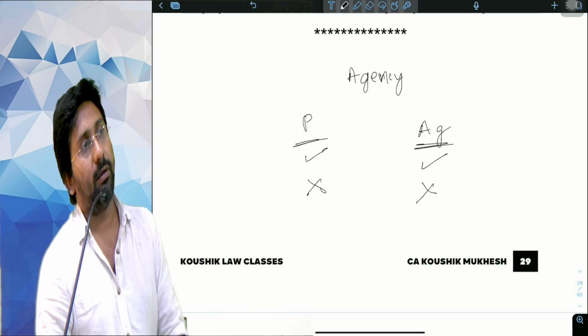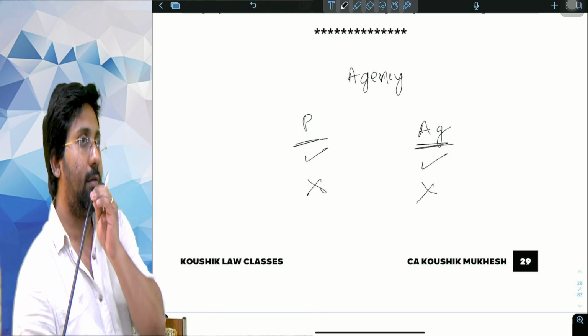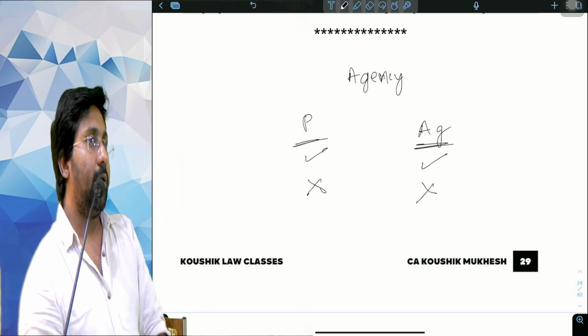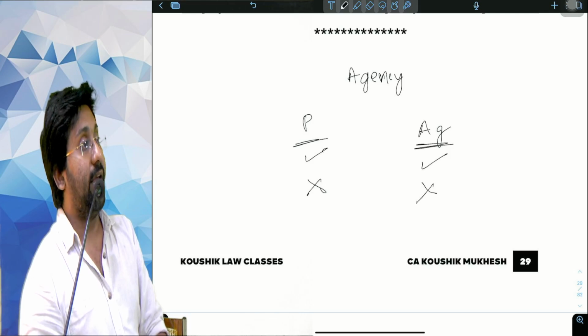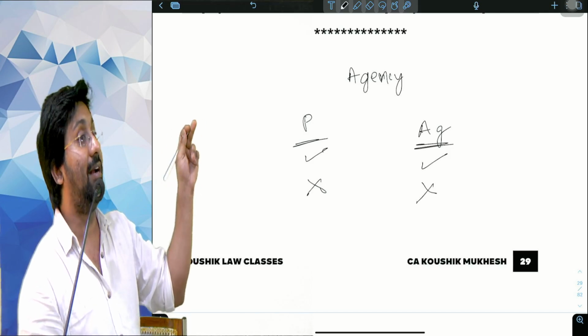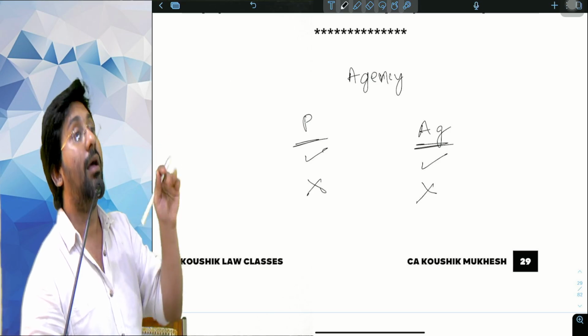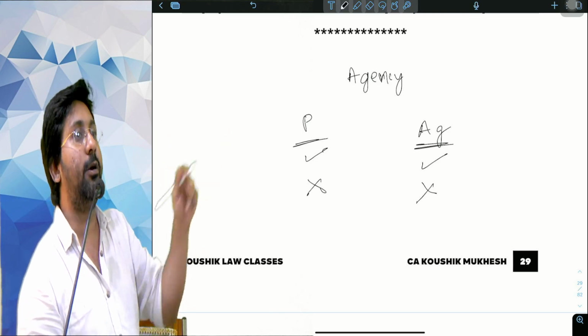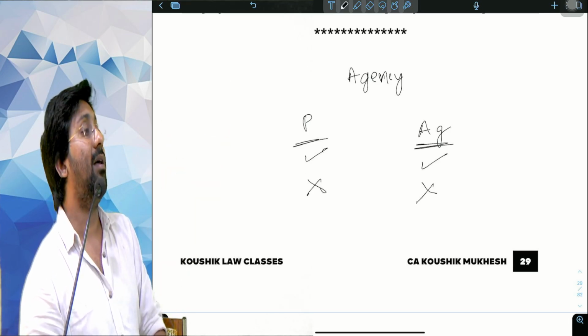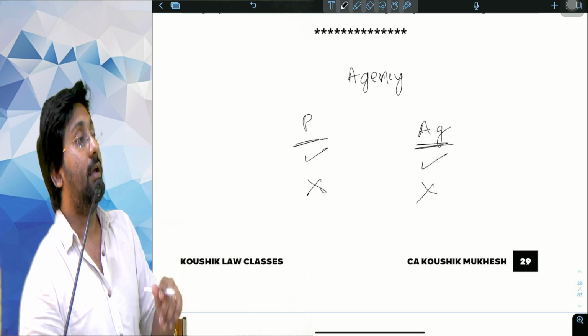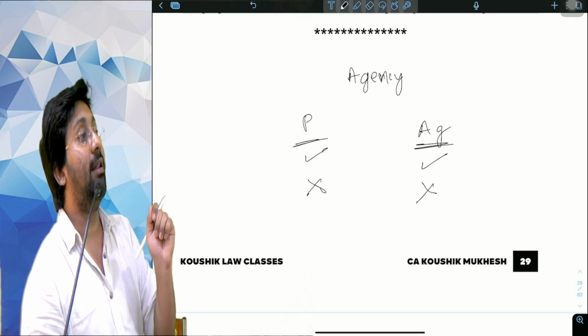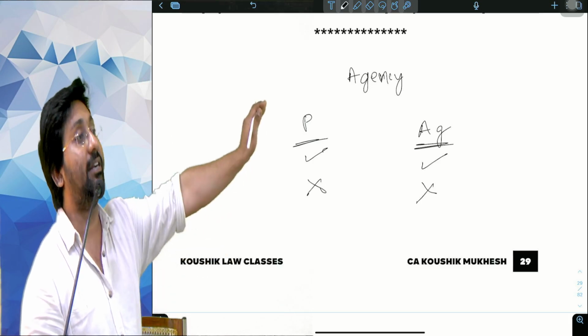First case. Principal can do something. Answer: that can be done by whom? Agent. The agent has done that wrong. Who will be liable? The principal. Second case. Can the principal do something? No. Who has done that? The agent has done that. Now who will be liable? The agent is liable, because it's ultra vires.